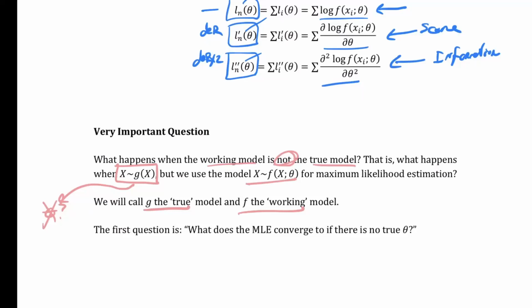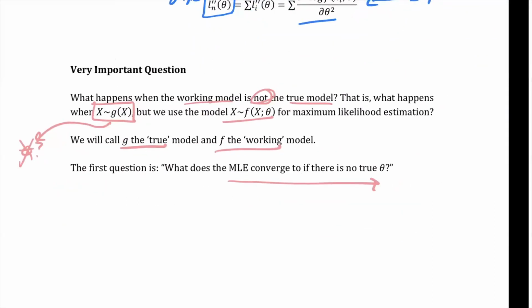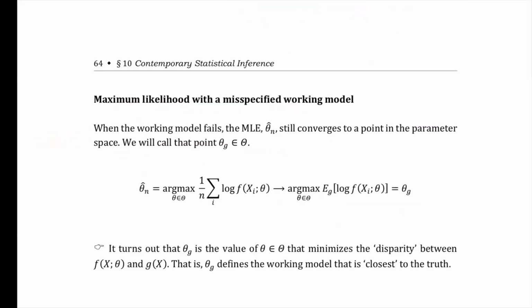So if I assume the model has some particular form and it doesn't, what do I learn about? It's not like there's another parameter for me to learn about. I have to figure out what I'm going to learn about. So the first question is, does the MLE even converge to anything if there's no true theta? The answer is, interestingly, yes, it'll converge to something. Well, how does that work?